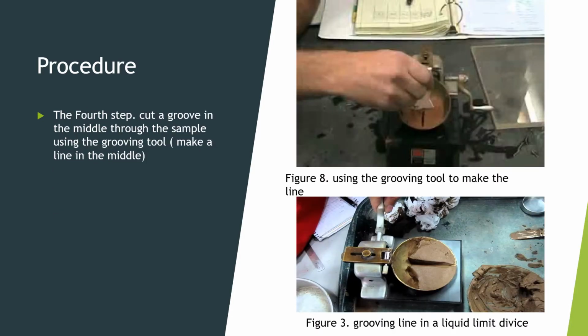After we trim and design the surface of the liquid limit device, we can go to the fourth step, which is we need to cut a groove in the middle through the sample using the grooving tool, which is just to make a line in the middle, as you can see in figure 8 how we are using the grooving tool to make the line, and in figure 3 this is how the sample should end up at this step.